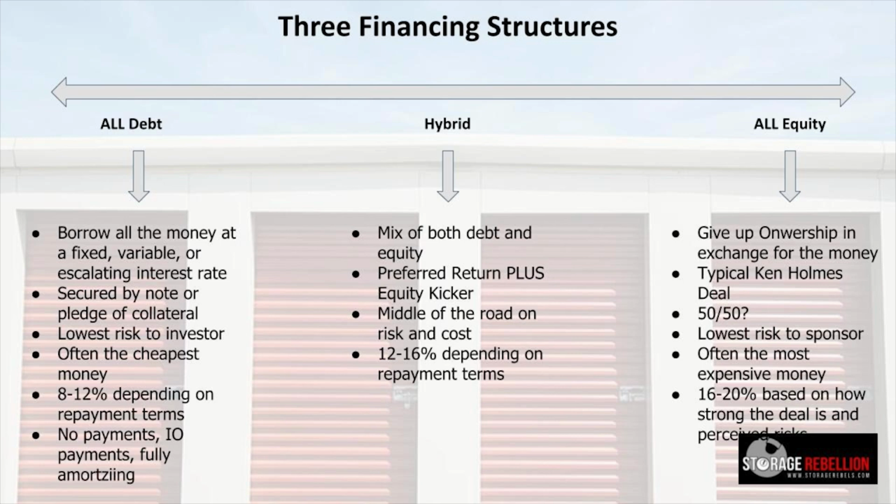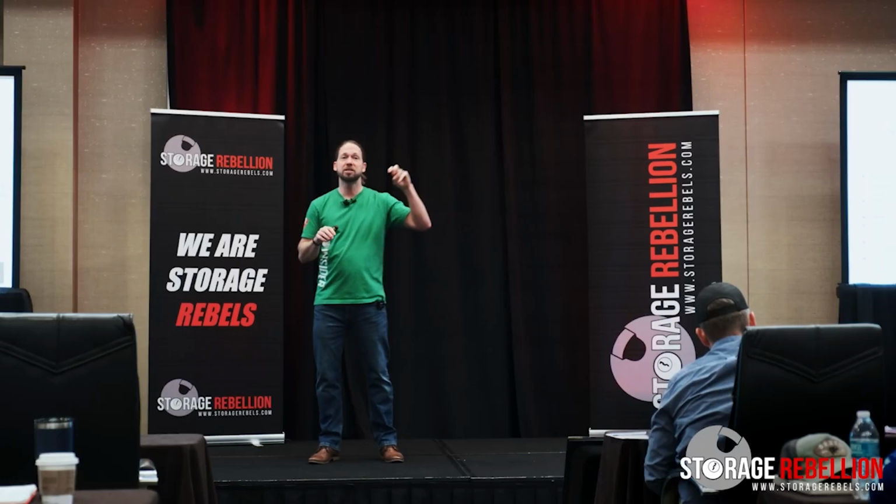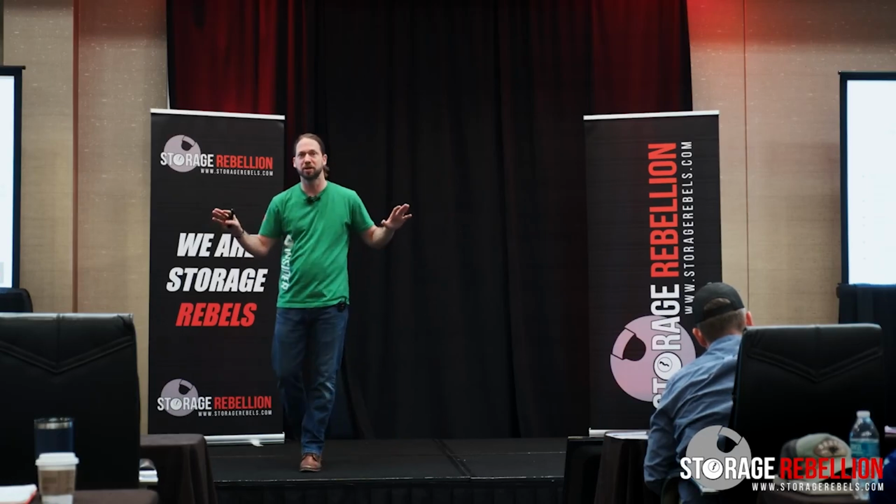In the middle of this spectrum here is what I would call a hybrid model. So this is basically a mix of both debt and equity, where you offer the investor a preferred return. That might be 6%, 7%, 8%. And you're going to give them an equity kicker on the back end. So it's the best of both worlds, middle of the road. They've got some, it's not guaranteed. There's never guarantees when you're raising money. Let me be very clear about that.